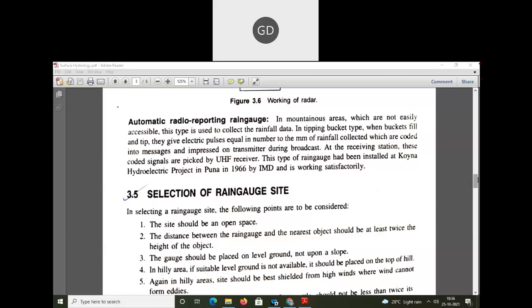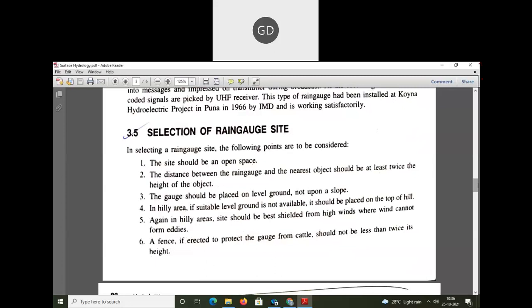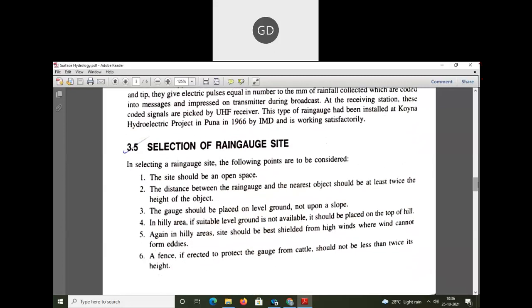Okay. So I hope you have written the audiometric radio reporting rain gauge. So the types of rain gauges are finished. Next we will come to the selection of rain gauge site. So how you are going to select a rain gauge site, or where you are going to install a rain gauge. Here are some of the points that are mentioned.